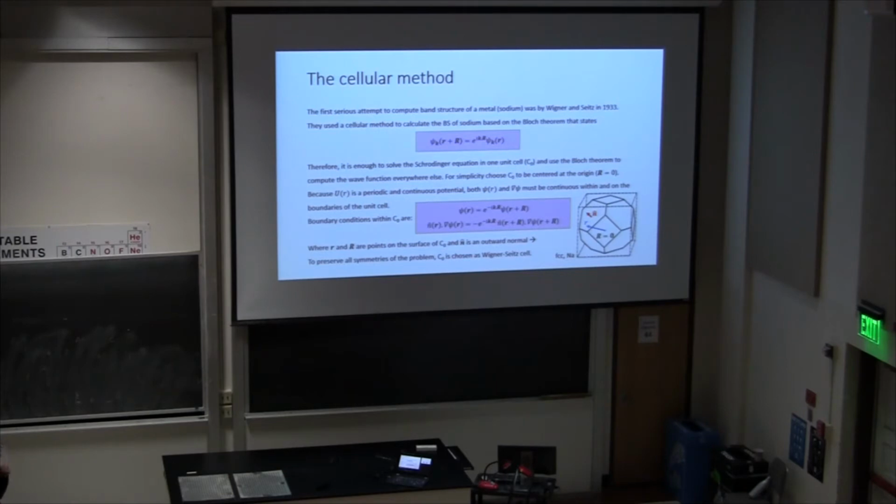All right. In order to get these solutions, Wigner and Seitz said that, because your lattice is periodic, it is enough for you to solve the Schrodinger equation in one unit cell. Let's call it C0. And if you solve it in one unit cell, then you can just implement the Bloch condition and reproduce the entire periodic lattice, the entire periodic electronic structure.